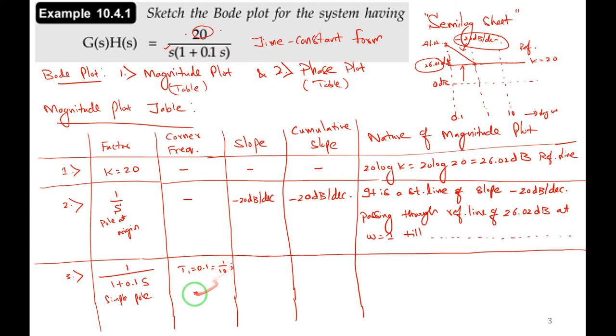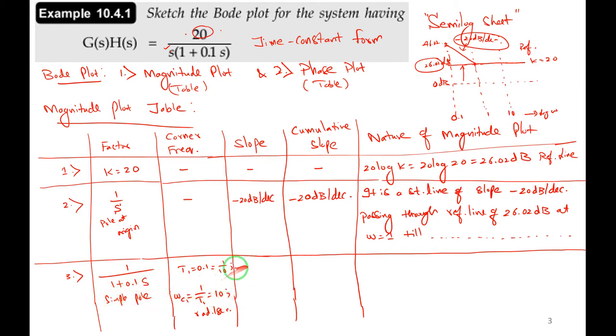Is it fine? Then what is the corner frequency? We have seen omega C1 equal to 1 by T. Here it is T1, so 1 by T1. T1 is 1 by 10, means it is 10 radians per second. Okay, this is the corner frequency. Before this corner frequency, the slope is 0. After corner frequency, this is a simple pole.